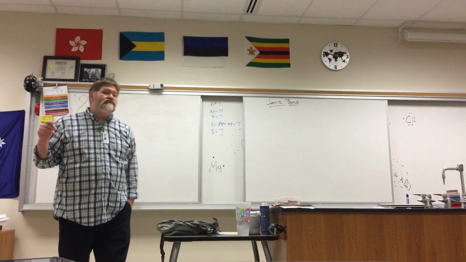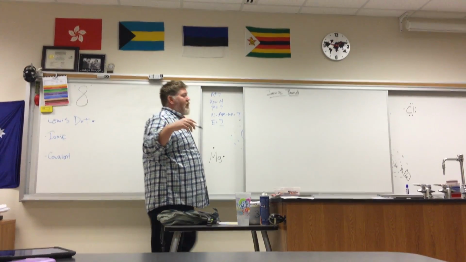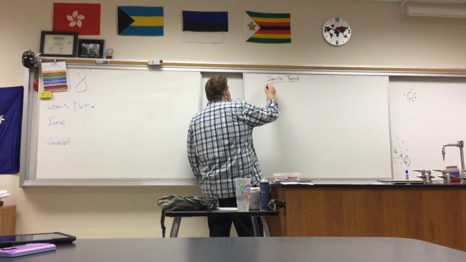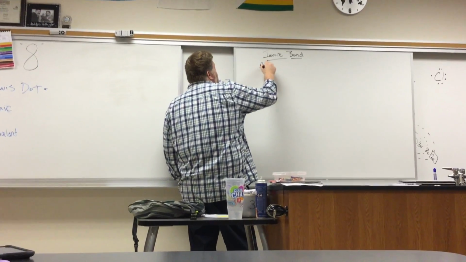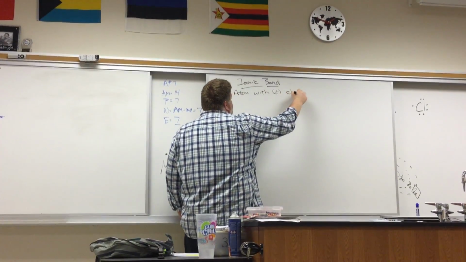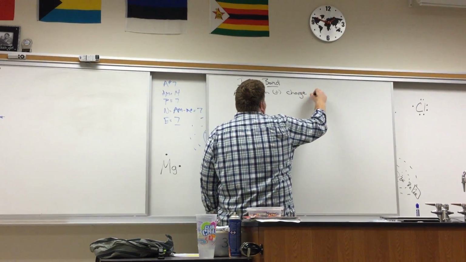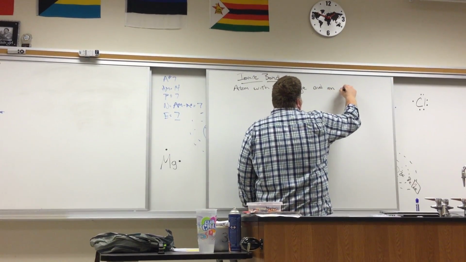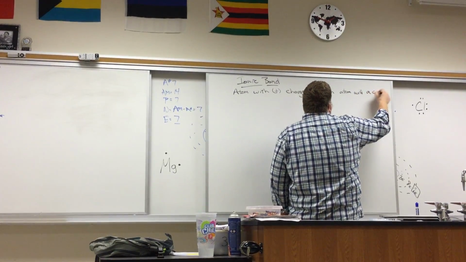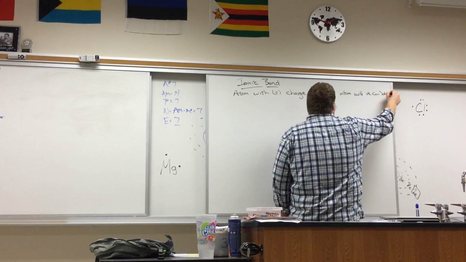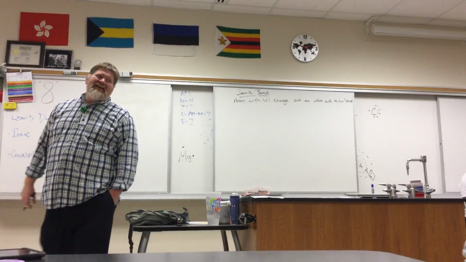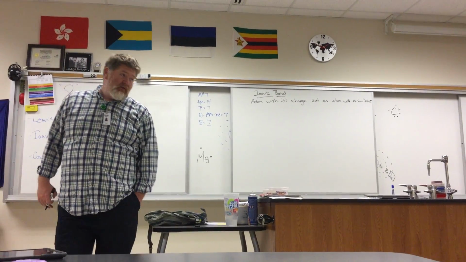Ionic bonds. What is an ionic bond? It is a bond between an atom with a positive charge and an atom with a negative charge. An atom with a positive charge and an atom with a negative charge.